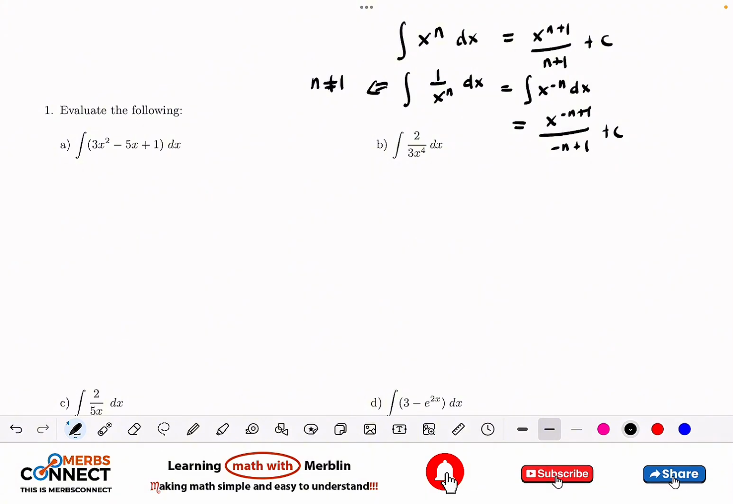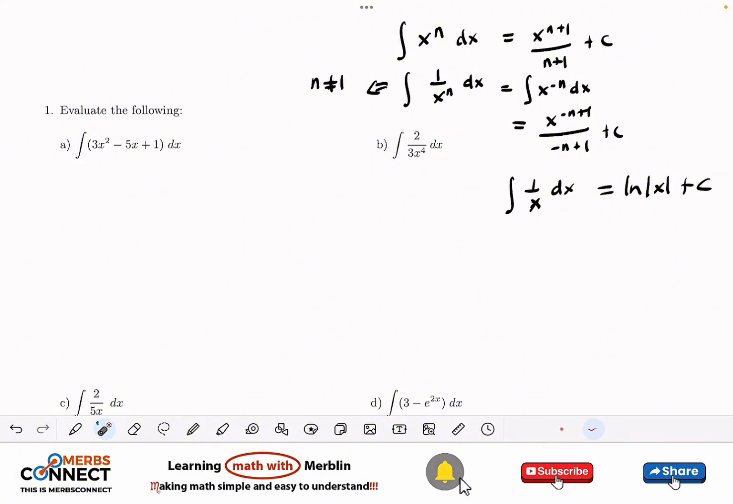Now the question is, what if n is 1? When n is 1, we have 1 over x. I just said that the function that you differentiated to get 1 over x is ln of x. So this is going to give us ln of x plus the constant c. So that's one thing that you also need to learn from here. If the function is of this form, we can change it to this form and use the power rule, and when it is 1 over x, it is ln of x.